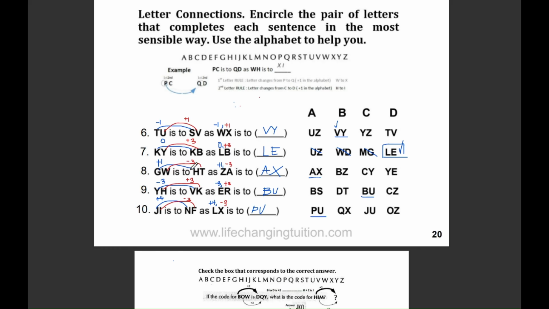GW is to HT as ZA is to blank. Your options are A, AX, B, BZ, C, CY, D, YE. All of your other options use the wrong shifts. The answer is A, AX. The formula is first plus 1, Z to A, and second minus 3, A to X.